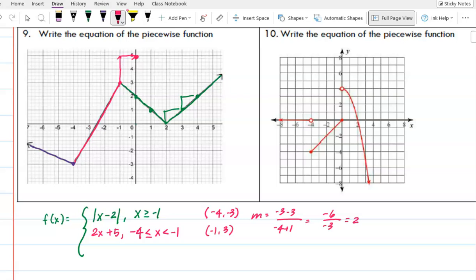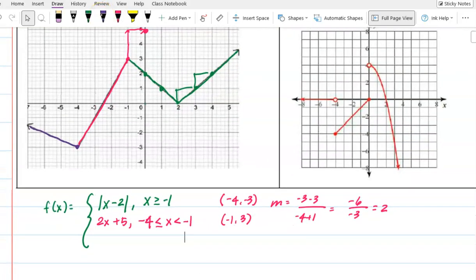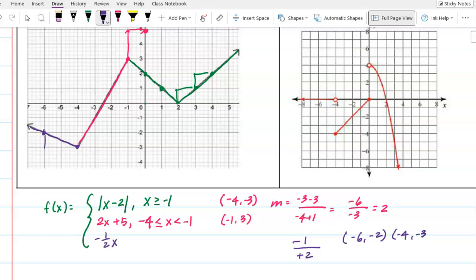Okay, now the purple. I could see that there's a point here. So I know the slope is going to be down 1 and to the right 2. So there's my slope, negative 1 half x, down 1, right 2. And I know the points are negative 6, negative 2, and negative 4, negative 3. So I know my slope.